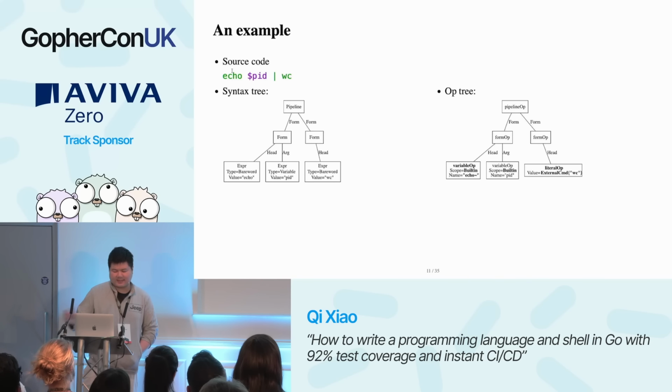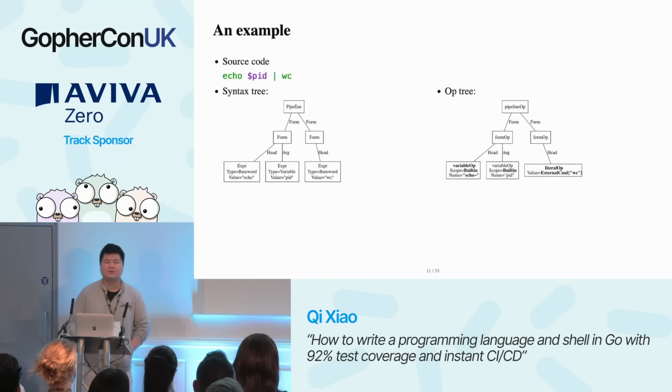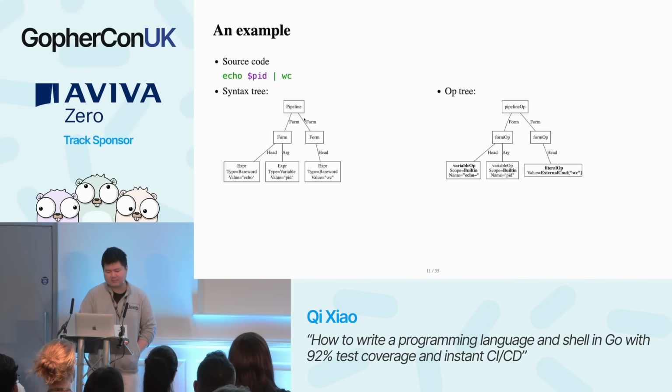The source code is just a string of text, right? But after parsing, it becomes a tree because that is actually the underlying structure that we are thinking about when we program. It's also the underlying structure that you need to actually interpret this code. So this whole thing is a pipeline, and the pipeline has 2 commands, and for some interesting internal reasons, they're called forms in Elvish instead of commands, and it has 2 forms.